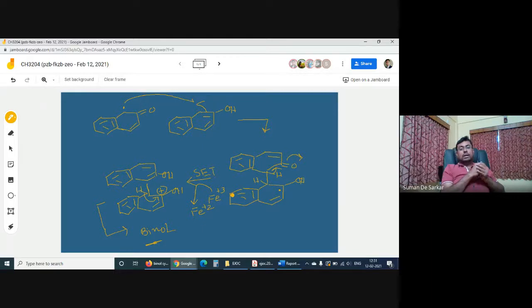It was found that yes, indeed, this regeneration is happening by aerial oxygen. This aerial oxygen is known to oxidize iron 2 to iron 3.